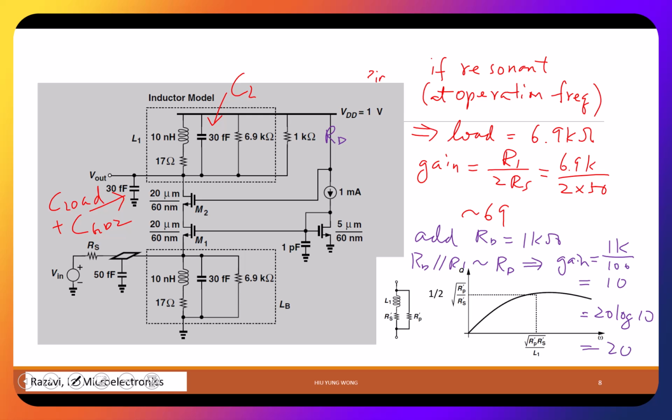So this is 20 dB. Is that right, 20 dB? Yeah, 20 dB. And why is mine not? Yeah, that's correct. Okay. Any questions?